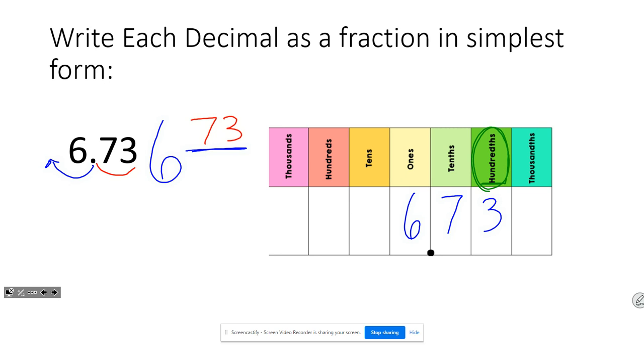Since it falls in the hundredths place value, it tells us that our denominator will be 100. So 6.73 in fraction form is 6 and 73/100ths. So we got the tenths, then the hundredths, so that tells us our denominator will be 100. Everything to the right of the decimal is our numerator, and everything to the left is our whole number.